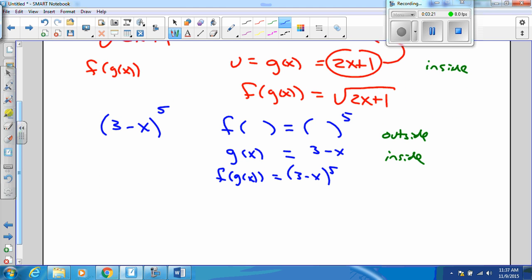We can do this with all sorts of stuff. Identify outside and inside for me. Go. Just wait. Right now I'm just helping you visualize. And then we're going to have a theorem.